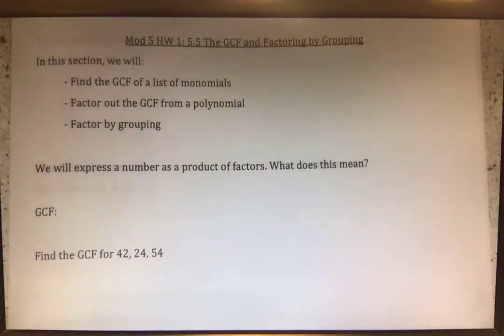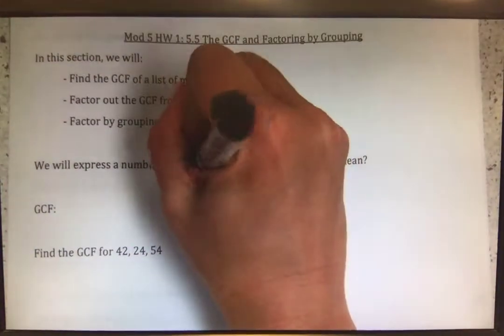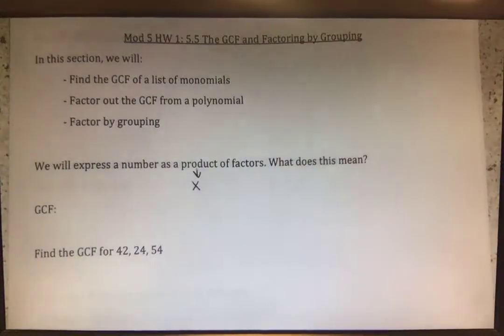Alright, this video covers Module 5, Homework 1, which is talking about GCF and factor by grouping. So we're going to find the GCF, we're going to factor out the GCF, and then we're going to factor by grouping. So it says we're going to express a number as a product of factors. Remember, product means multiplying two factors together.